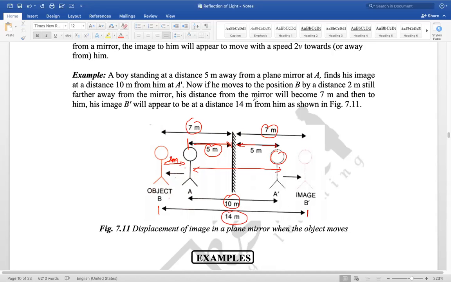So his distance from the mirror will become 7 meter and then to him his image B dash will appear at a distance 14 meter from him as seen in the figure. ठीक है.